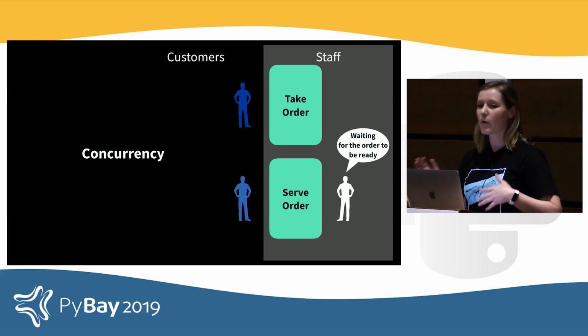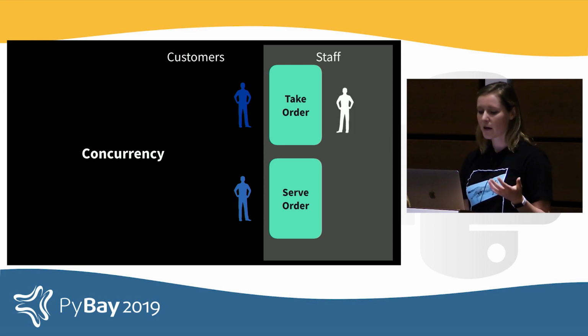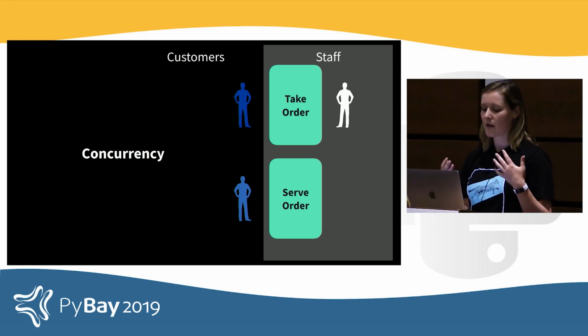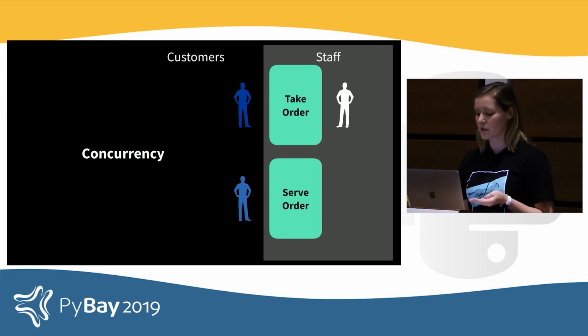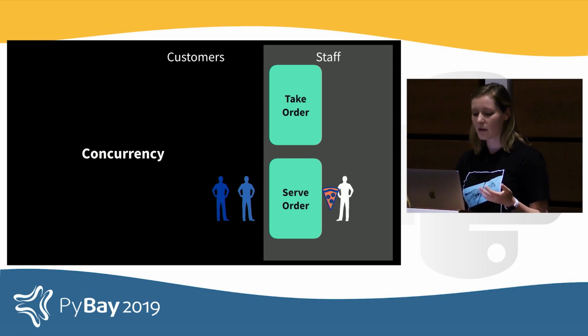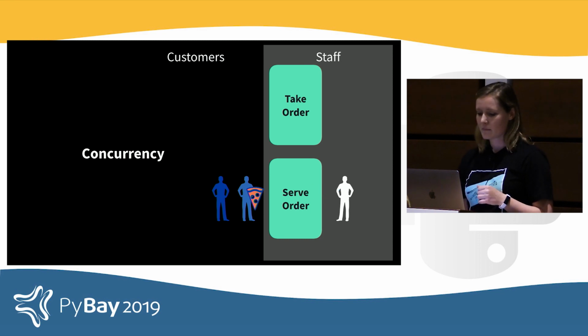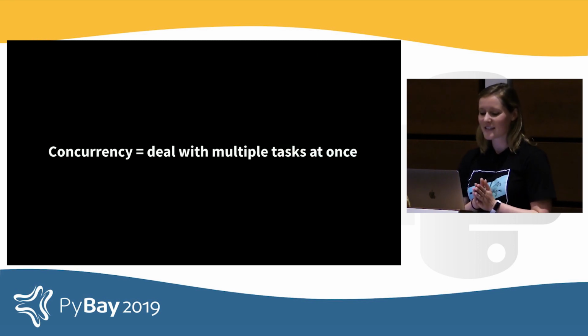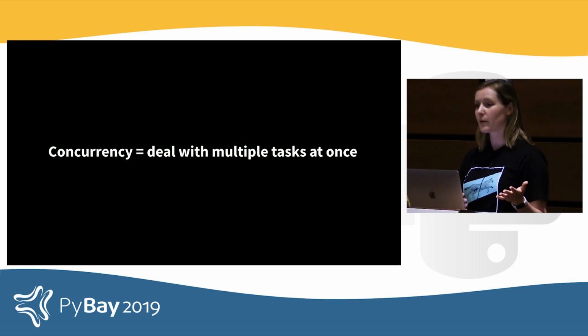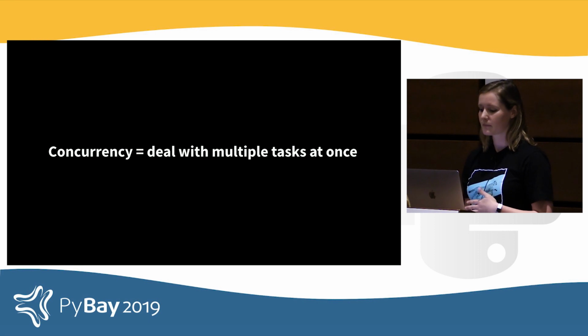And since they're dealing with both of these tasks at once, they can go up and take this order while they're still waiting for that first order to be prepared. Eventually, by the time they are done taking the second customer's order, the first customer's order is ready to go, so they serve that. Concurrency is dealing with multiple tasks at once. They were able to deal with taking orders and serving orders.